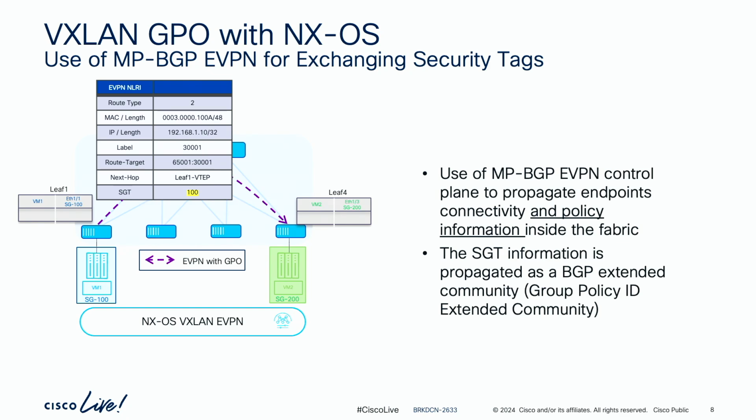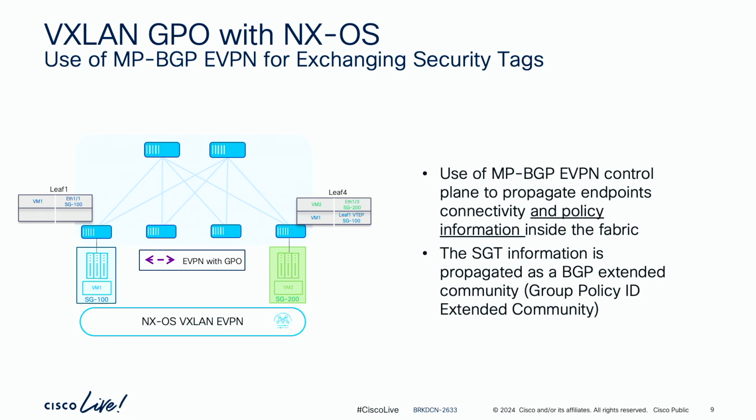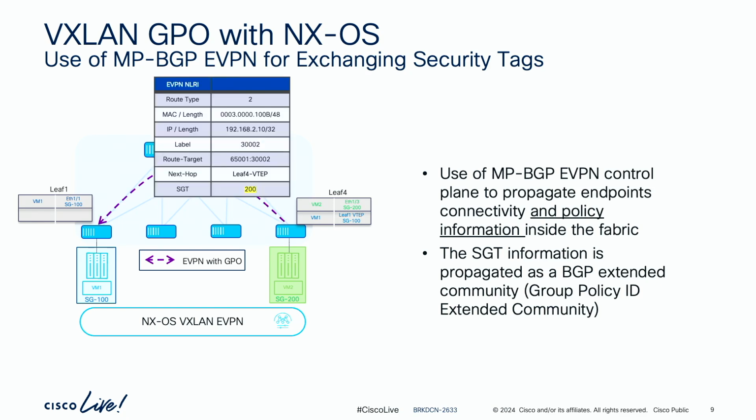The receiving leaf uses that information to add in its table the fact that VM1 is connected to leaf 1 and belongs to group 100 in this example, right? In the opposite direction the same thing happens. I communicate the fact that VM2 is learned behind leaf 4 and it belongs to group 200. And leaf 1 adds that information in its EVPN table and then in the hardware forwarding table.